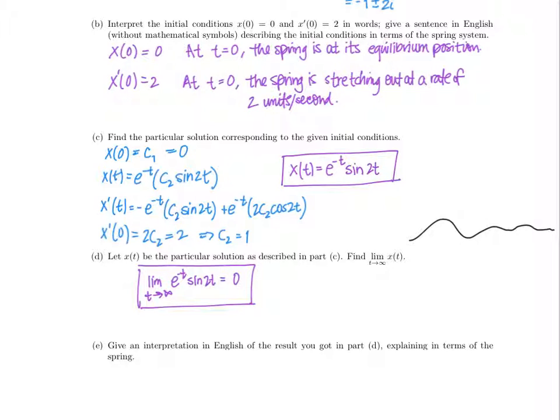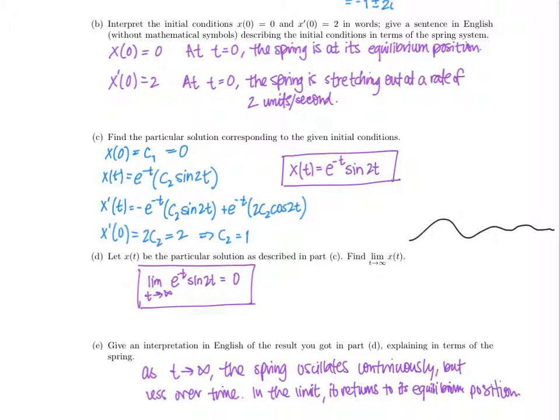I'll leave that to you to sort of put in bullet points. Here, I'll write some down. There, beautiful. As t goes to infinity, it oscillates continuously, but less over time, and then in the limit returns to its equilibrium position. So not only do you need the ability to solve these differential equations, but you need to understand if they're modeling motion. What kind of motion is that? What does it look like? You can't just walk in there with a set of rules and algorithms and things you plug in, et cetera, et cetera. You've got to have a flexible understanding of the concept.